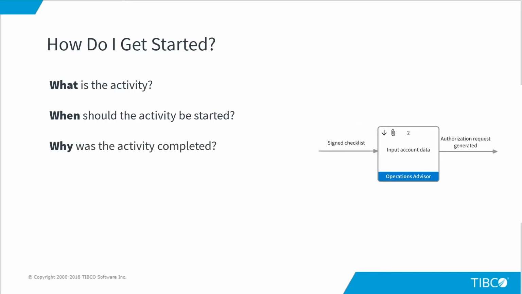Why was the activity completed? Why is depicted with an output flow line. Outputs describe the result of the activity and can form the input for the next activity.